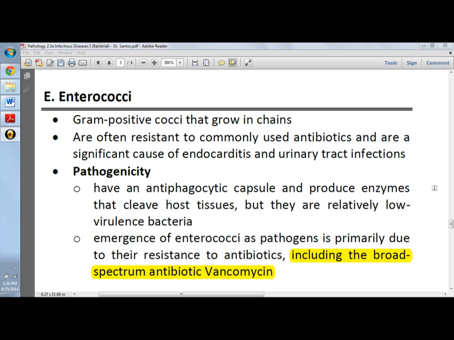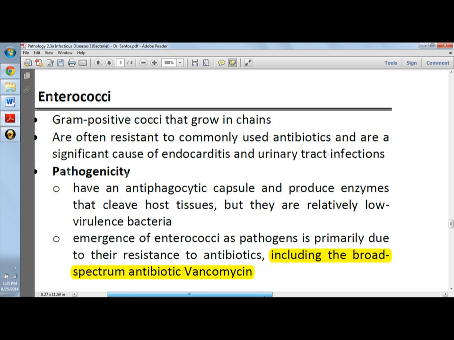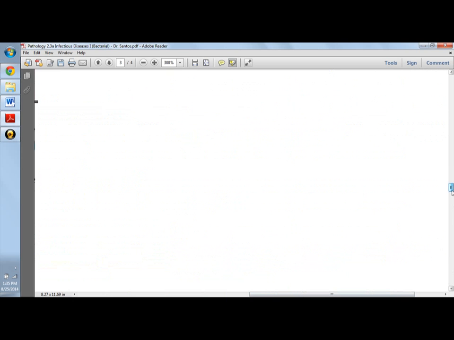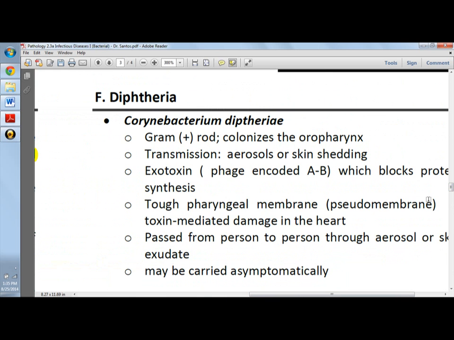The pathogenicity is that they have an antiphagocytic capsule and they produce enzymes that degrade host tissues, although they are relatively low virulence bacteria. The clinical problem is primarily due to the emergence of resistance to antibiotics in these pathogens, even to vancomycin, which is already a broad spectrum antibiotic.